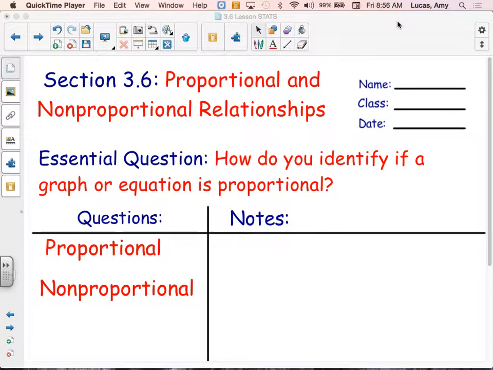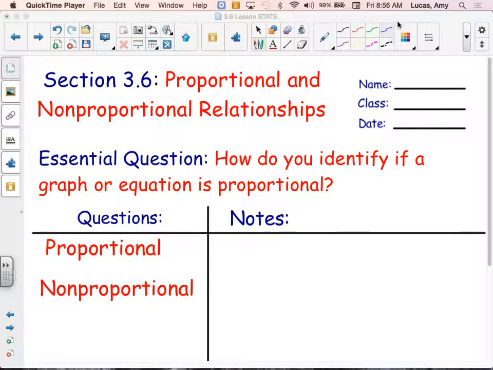Lesson 3.6, Proportional and Non-Proportional Relationships. Our essential question today is how do you identify if a graph or equation is proportional? So we have two new vocabulary words. The first one is proportional and the second one is non-proportional.